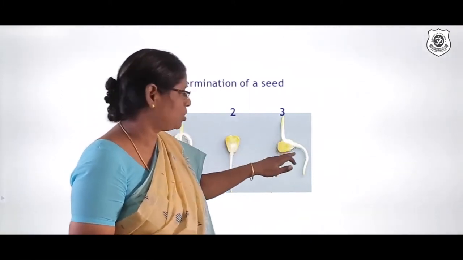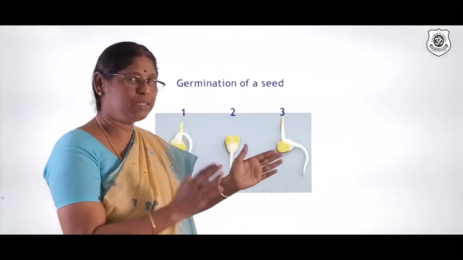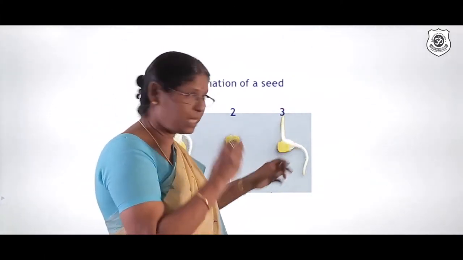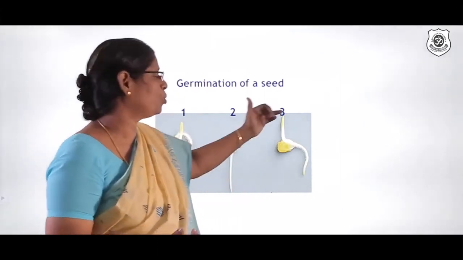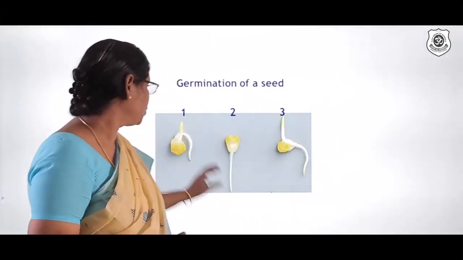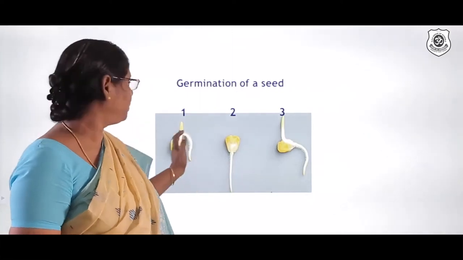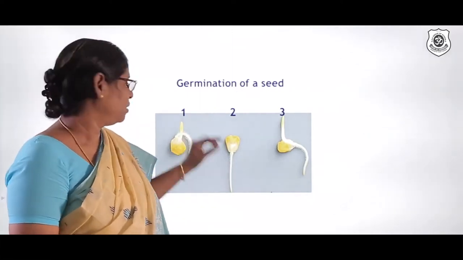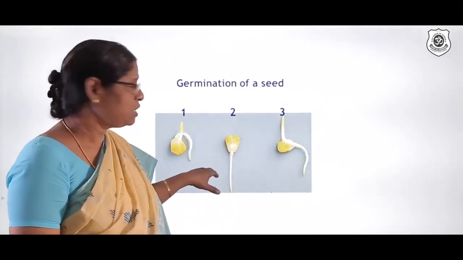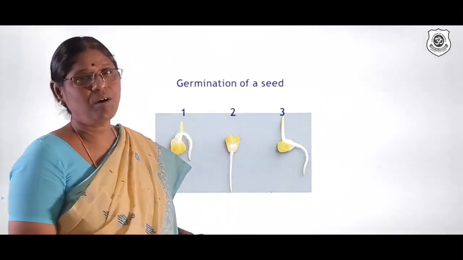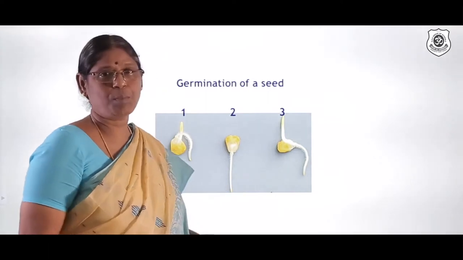And this third one also, even if it is kept on the tip or the embryo is on one side, still you will find the root alone growing downwards. So from these pictures you can see that the roots always grow towards the earth. So this proves that all plants show geotropism.